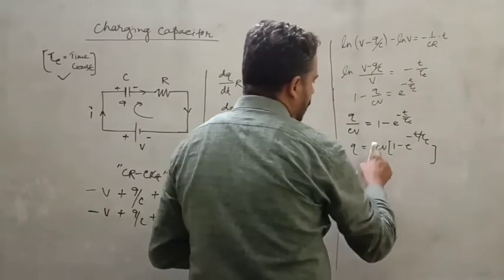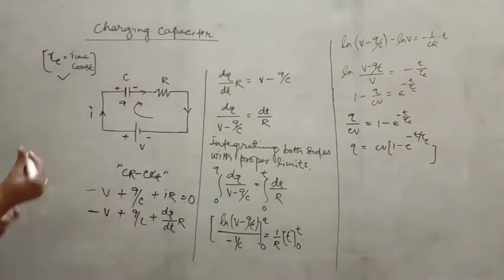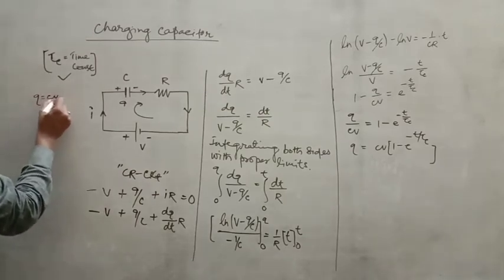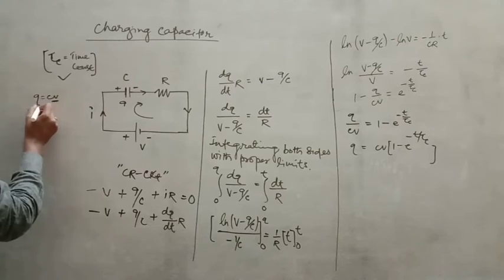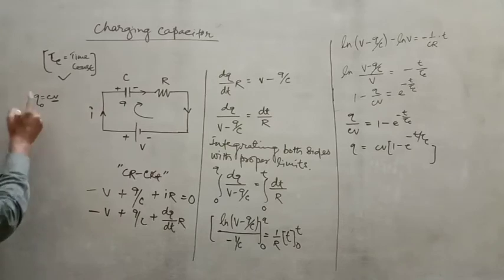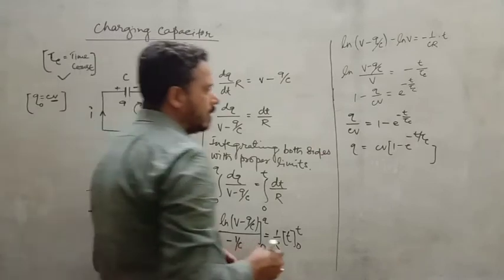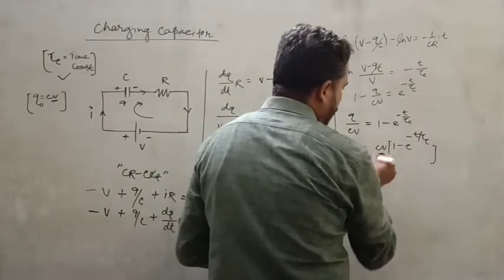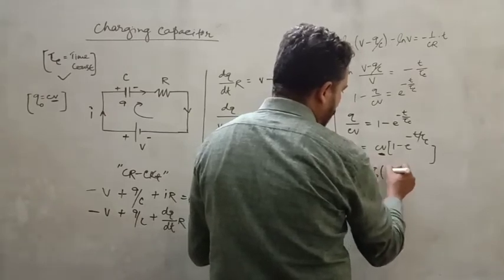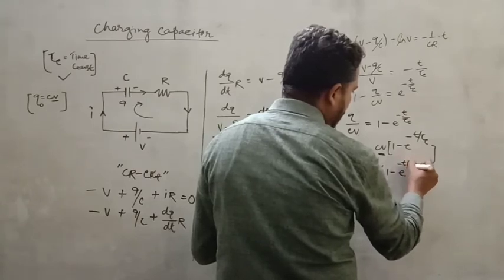You know q is equal to cv. I'm just writing here that q is equal to cv. So this cv is maximum, so this charge will also be maximum, and this maximum charge will be represented by q naught. So you just keep in mind this q naught is equal to cv. That is the maximum value of charge. Therefore this q is equal to q naught times 1 minus e to the power minus t by tau c.